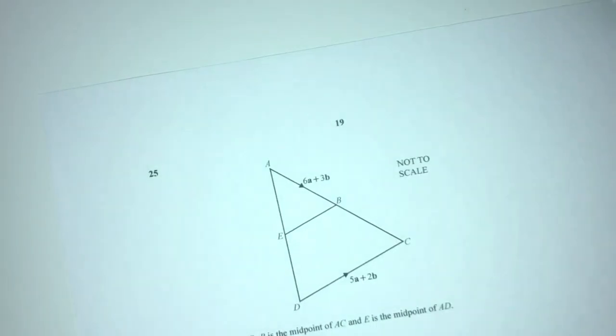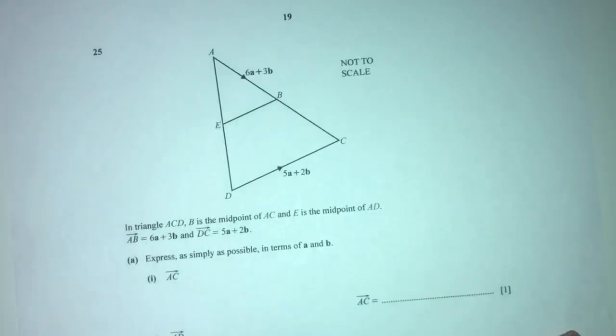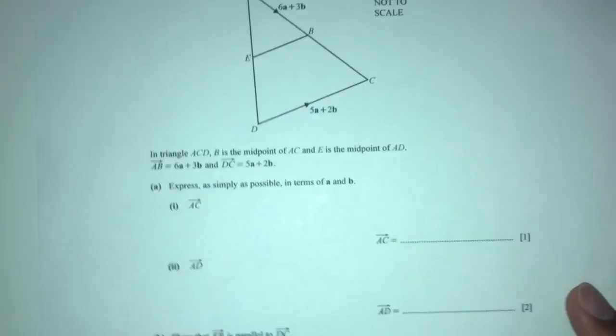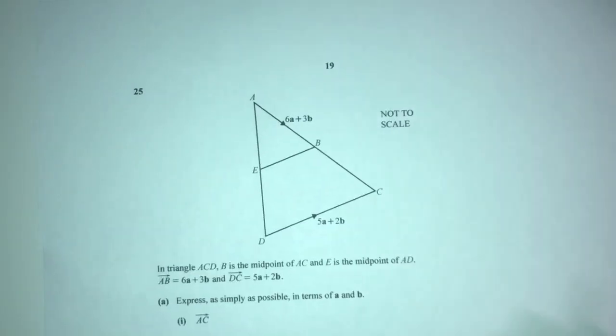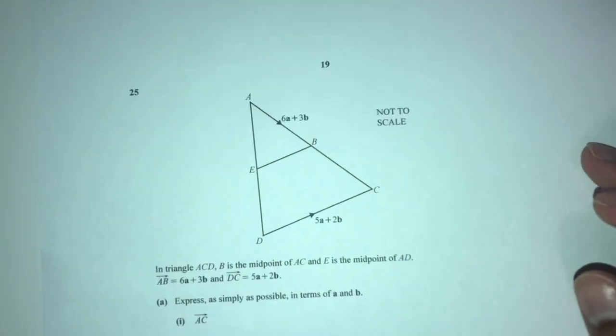Now let's move on to question number 25. That's the last question, by the way. 25 will be a question of vector. So here we have a triangle. We have a shape right here. B is a midpoint of AC.